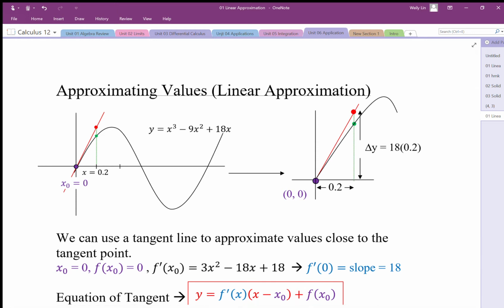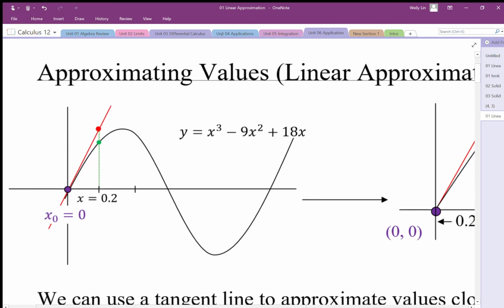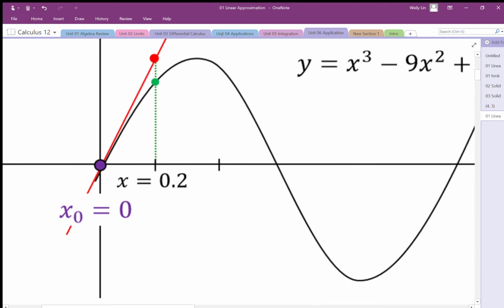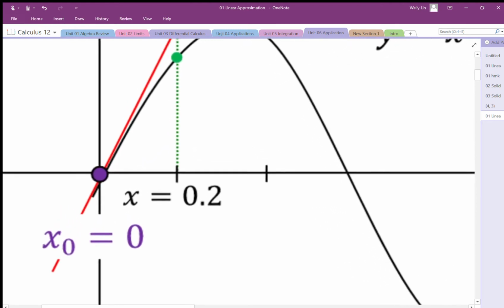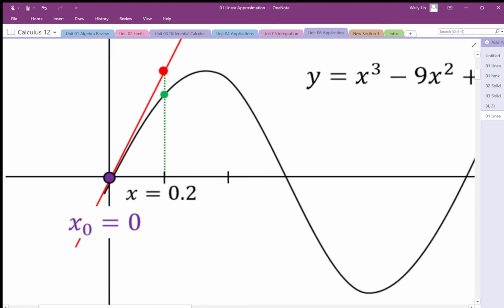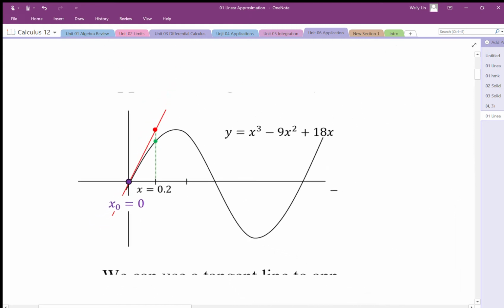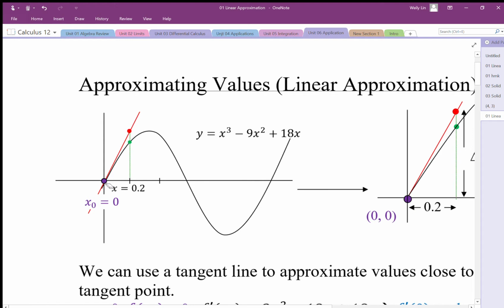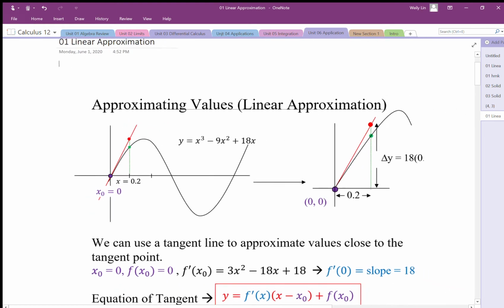Well, first of all, a straight line is very easy to use. Okay, it's a linear equation, and sometimes these powers are hard to work out. And the other point is that as we zoom in to this point, as we zoom into 0, this curve looks straighter and straighter and straighter. So as long as we do this straight line approximation relatively close to the point where we have this tangent line, this approximation is actually going to be fairly good.